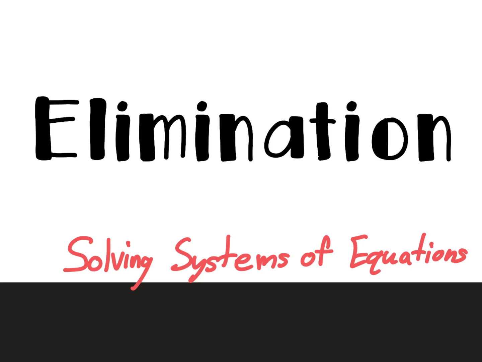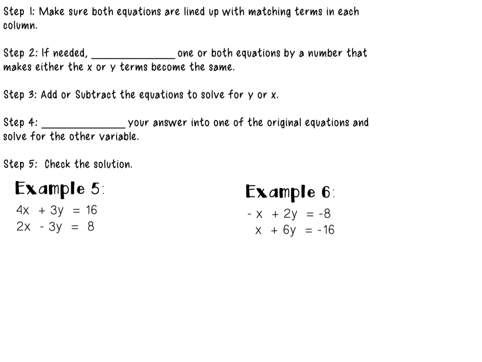Today we will learn how to solve systems of equations using elimination method. There are 5 steps to solving via elimination. Step 1 is to make sure both sides are lined up with matching terms in each column. So if you look here, you see that your 4x and 2x are in the same column, your 3y and negative 3y are in the same column, and your constants 16 and 8 are in the same column.